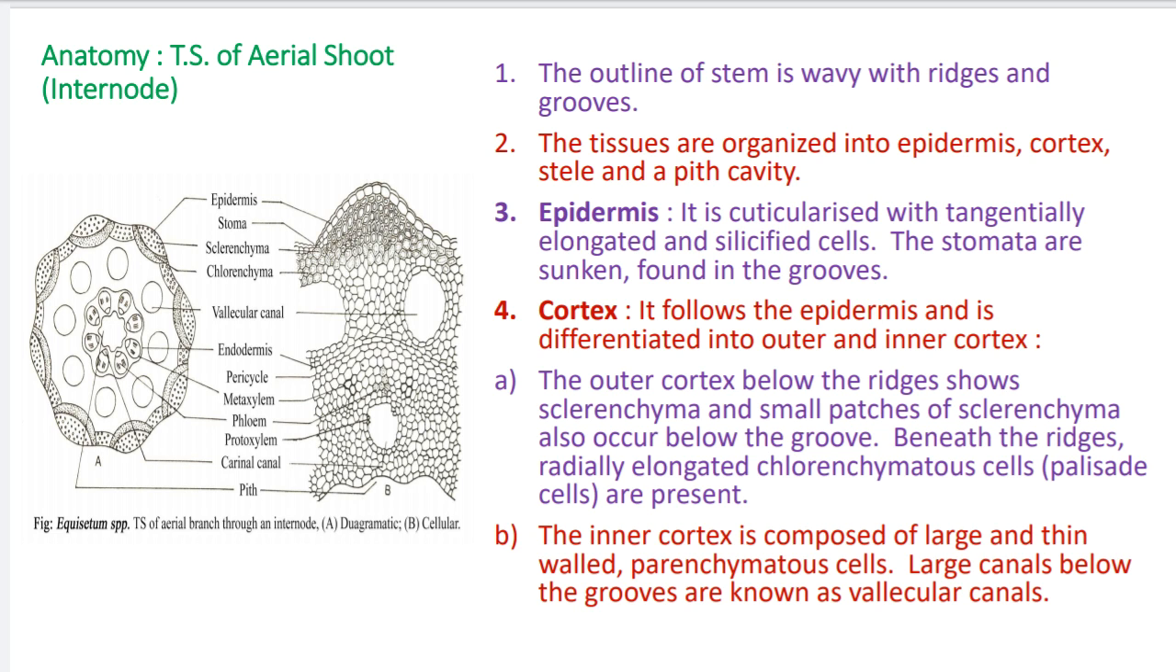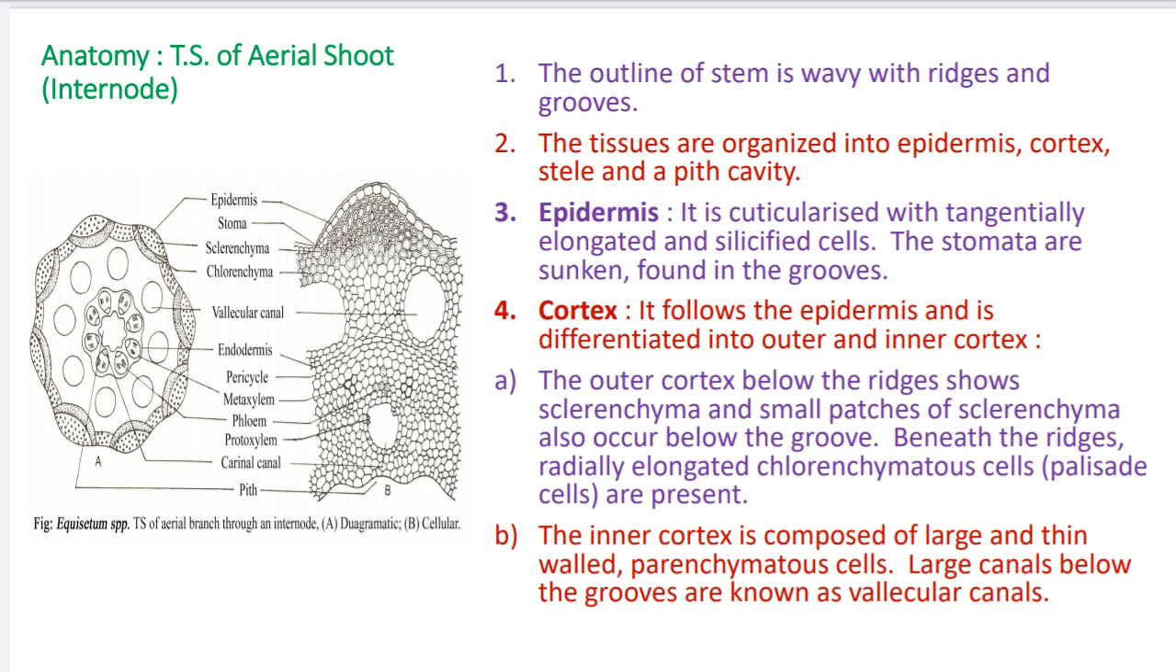Sorry, the outer cortex below the ridges means the raised portion of the outline of the stem. The outer cortex below the ridges shows the sclerenchyma, and small patches of the sclerenchyma also occur below the grooves, okay. Sclerenchymatous patches are there. Sclerenchyma is the purely mechanical tissue which is present below the ridges.